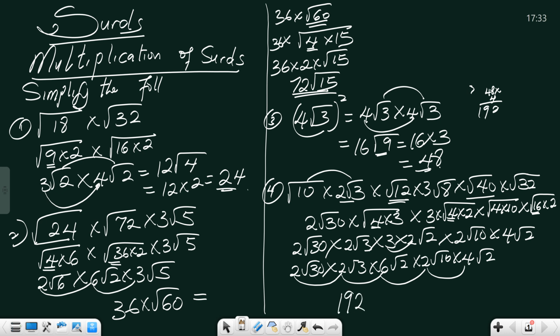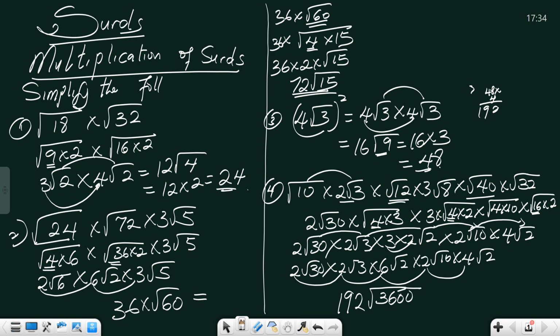Now let's multiply what we have inside the root. And what would that give us? What we have inside the root is this. I have 30. 30 times 3, I have 90, right? 90 times 2, I have 180. Yes, 180 times 10, I have 1,800. And 1,800 times 2, I have 3,600.